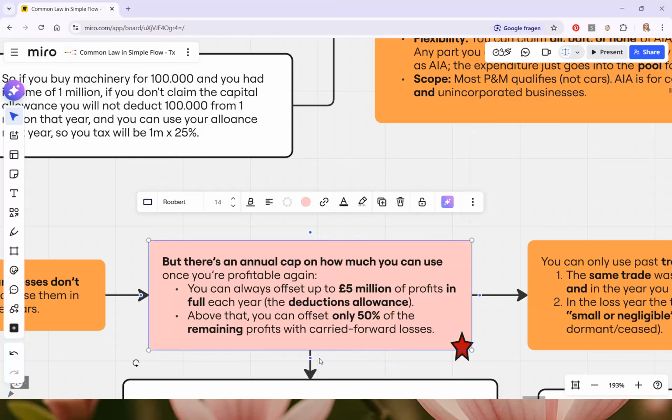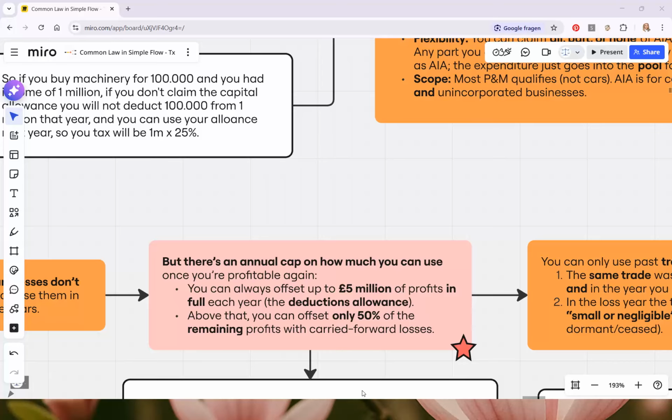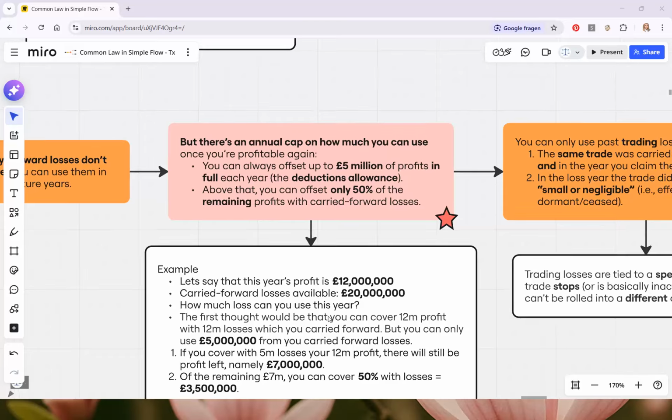You can always offset up to 5 million of profits in full each year, the deductions allowance. Above that, you can offset only 50% of the remaining profits with carried forward losses. So let's see an example to understand it better.